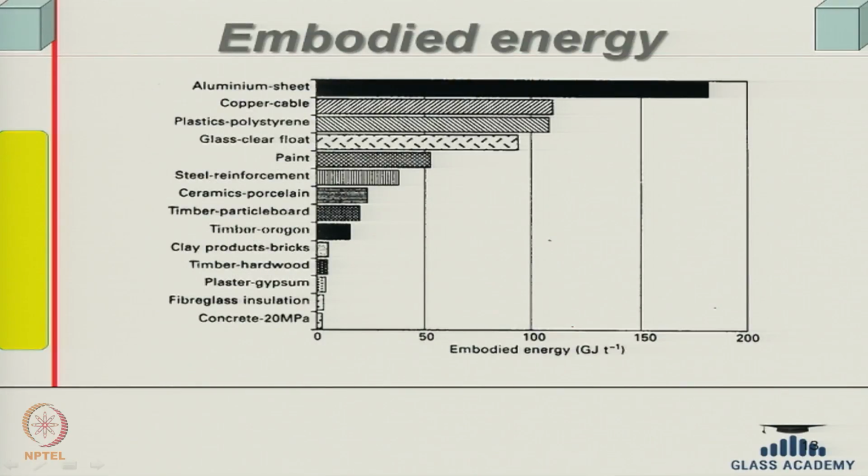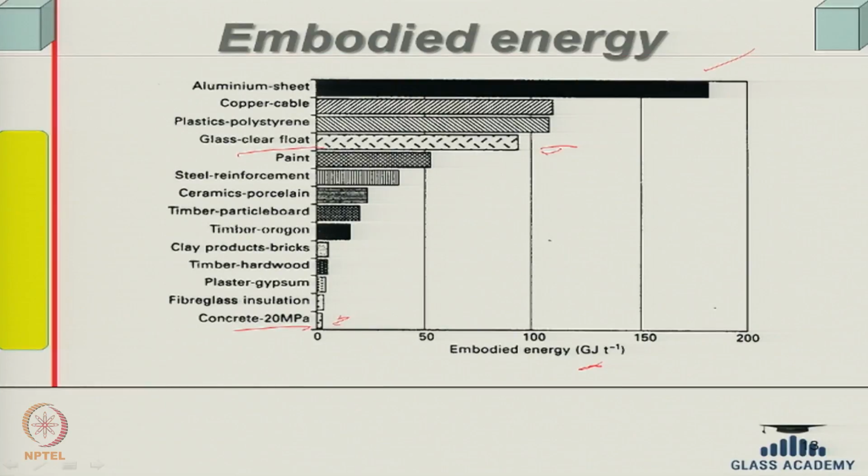If you see embodied energy, this result is from Tucker's publication. Tucker is the author. You will find that aluminum sheet has a high embodied energy per ton, in gigajoules per ton. Concrete has a pretty small amount, and glass, float glass, and various other materials have high values per ton.